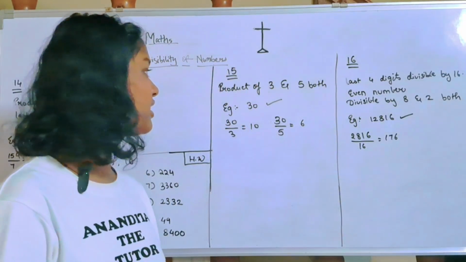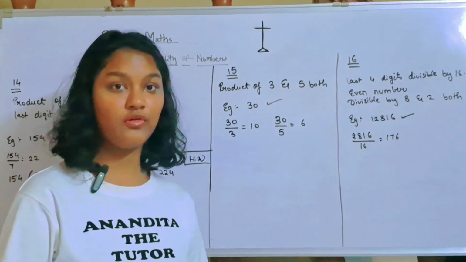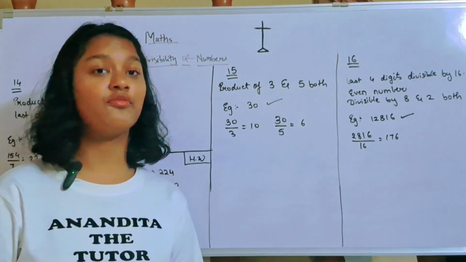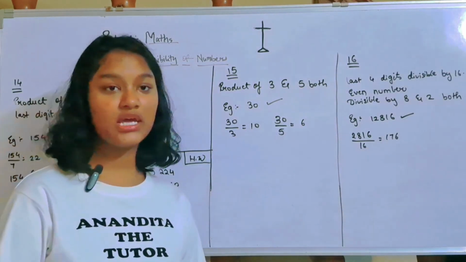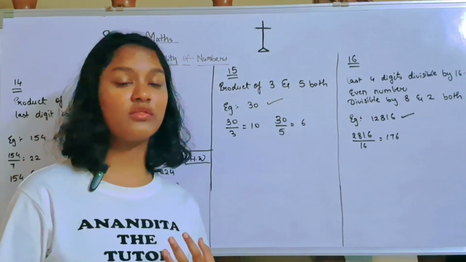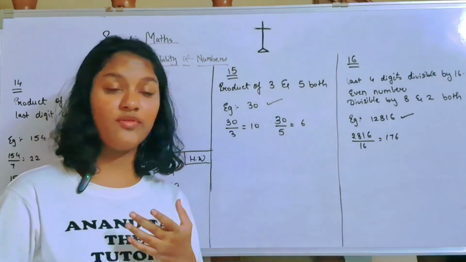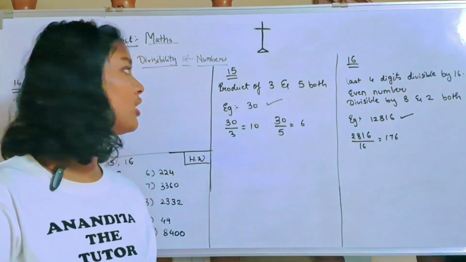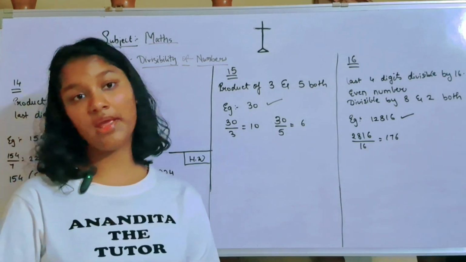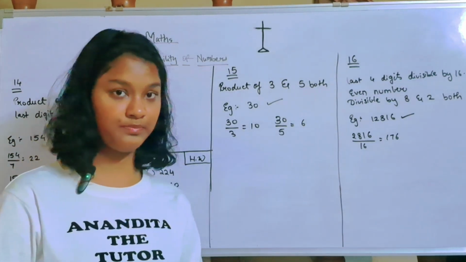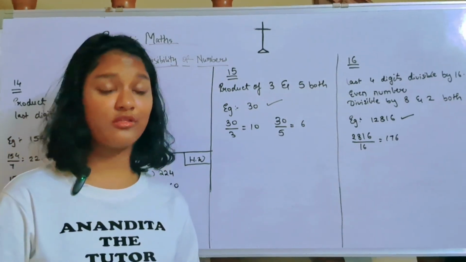Now the second number is 15, which is a product of 3 and 5. Again the same reason, because 3 into 5, when you solve it, is 15. So any number which is divisible by 3 and 5 at the same time is divisible by 15. For example, I have taken a very easy example, that is 30.